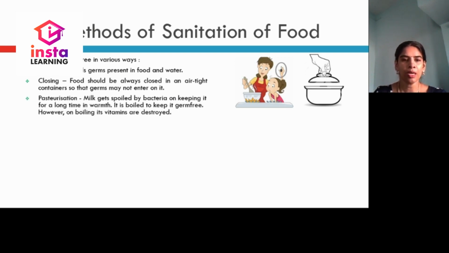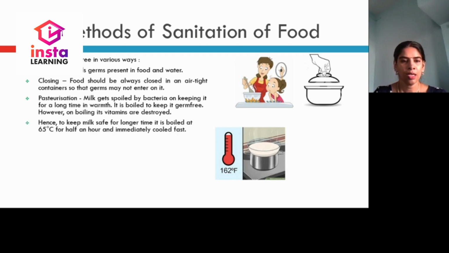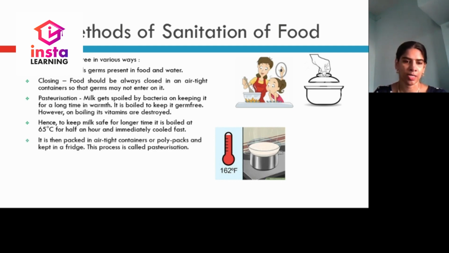Pasteurization. Milk gets spoiled by bacteria on keeping it for a long time in warmth. Hence, it is boiled to keep it germ-free. However, on boiling, the vitamins present in the milk are destroyed. Hence, in order to keep milk safe for a longer time, it is heated at 65 degrees Celsius for half an hour and immediately cooled fast.